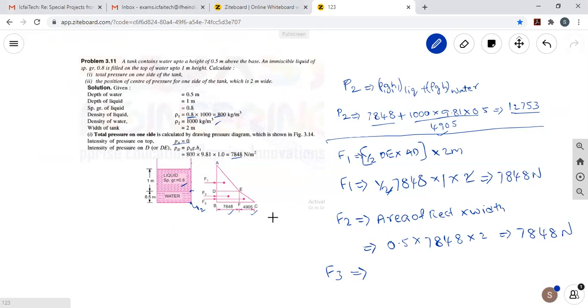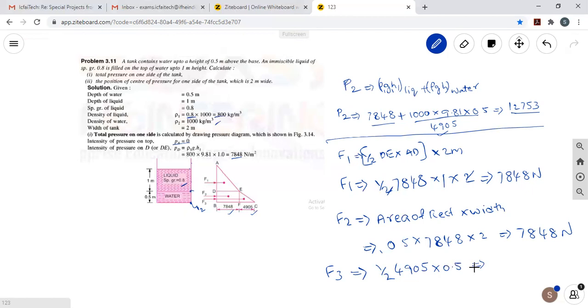Now calculate F3. How can I write F3? If you observe the area of this triangle, half into base of the triangle, which is FC. FC is 4905. So it is 4905 into height, which is 0.5.